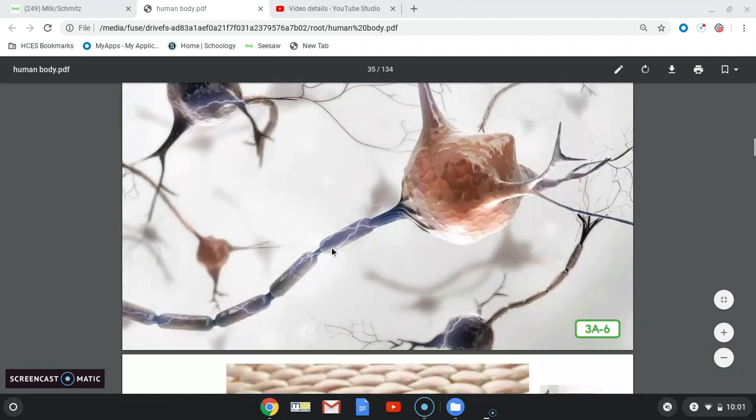Okay. Here is a picture of a nerve cell. Nerve cells have really long tails to send and receive messages quickly. See all the little branches on the nerve cell? See them right there? All those little branches?